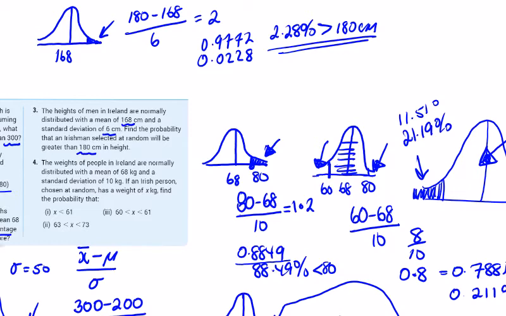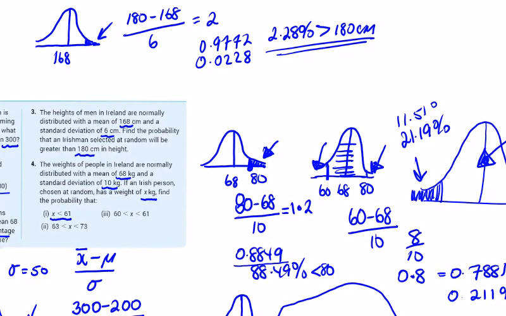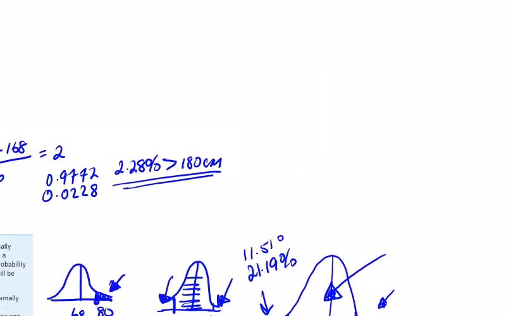The weights of people in Ireland are normally distributed with a mean of 68, standard deviation 10. If an Irish person chosen at random has a weight of X, find the chance that X is less than 61. So they give us the answer here. We're testing 61. 68 is my average, and sigma, my standard deviation, is 10. So we're testing 61 against 68.